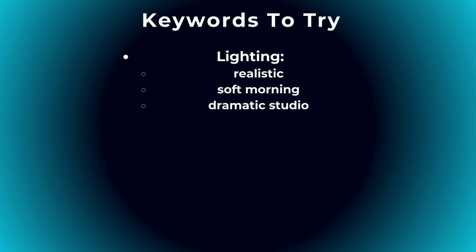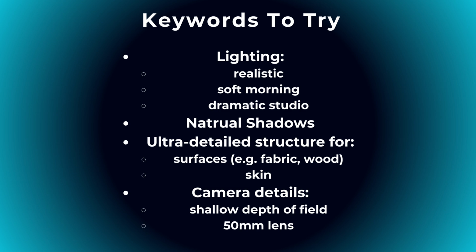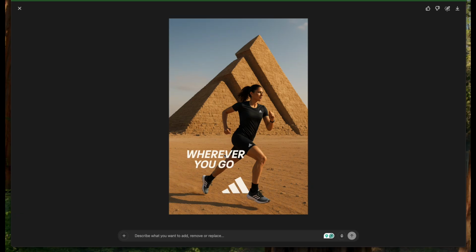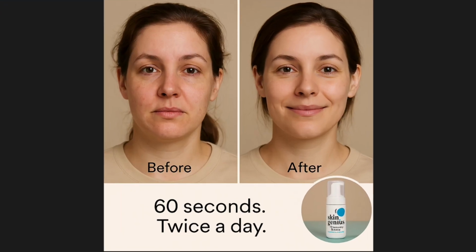realistic lighting, or even specify the type, like soft morning light or dramatic studio lighting, natural shadows to give objects weight and depth, ultra-detailed texture, especially on surfaces like fabric, wood, or skin. You could even specify camera details like shallow depth of field or shot with a 50mm lens. Using these style keywords strategically is how you bridge the gap between a standard AI generation and a truly professional visual. It makes your images look more credible, more appealing, and ultimately more effective for your business goals.